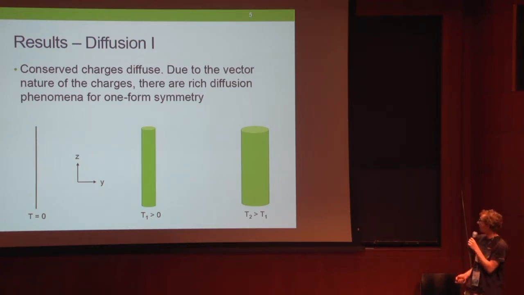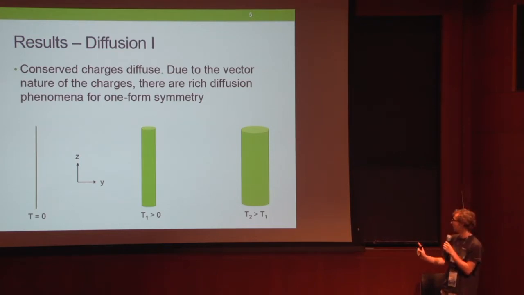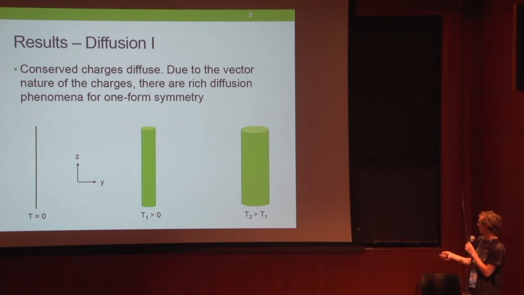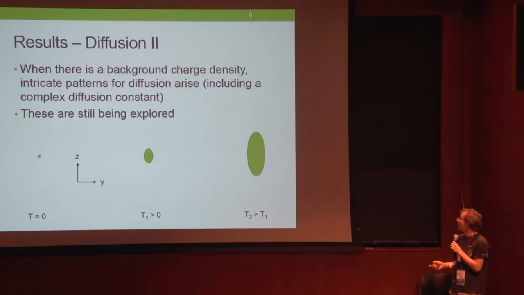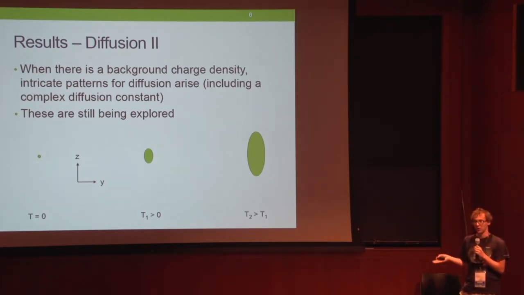It's a little bit different. So what I've drawn here is basically you have an initial charge density. It's a vector, so it's pointing along the z direction. And then it spreads out cylindrically like this with some diffusion constant. And in the case that you turn on a background charge density, this charge density is also a vector, and so it actually breaks the spherical symmetry. So what I've drawn here is, suppose that I have a background charge density along the z-axis, then I've broken the symmetry and I get this elliptical anisotropic diffusion. And there's also some other interesting things going on, like we've found a complex diffusion constant and there are still lots of phenomena to be explored. It's still certainly a work in progress.